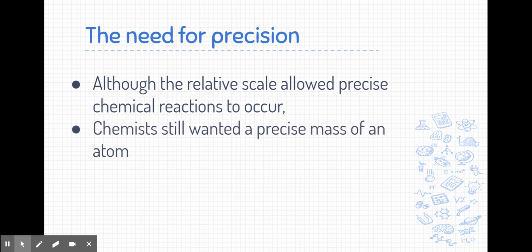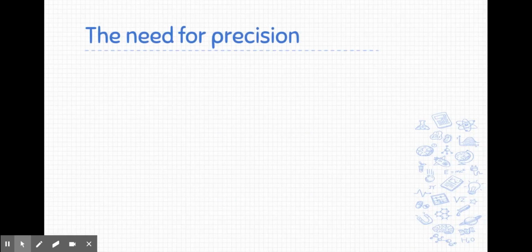However, that really wasn't good enough for chemists, in that a whole group of chemists still wanted to develop a precise mass for an atom. By precise mass here, I mean a mass on an absolute scale, not that hydrogen is 1/16 of the mass of oxygen, but what is the mass of a hydrogen atom in grams, so an absolute scale.